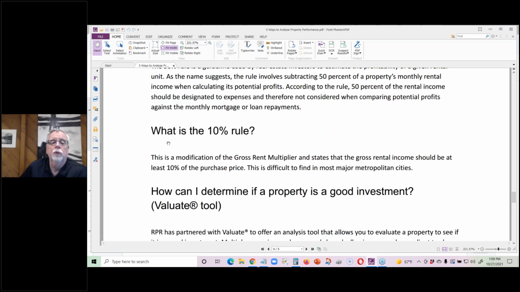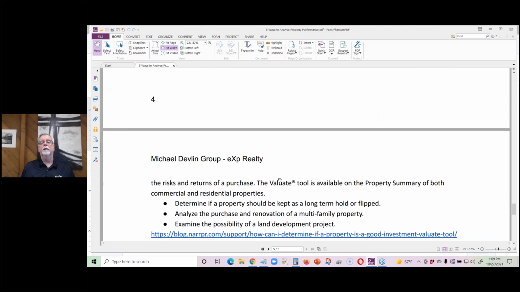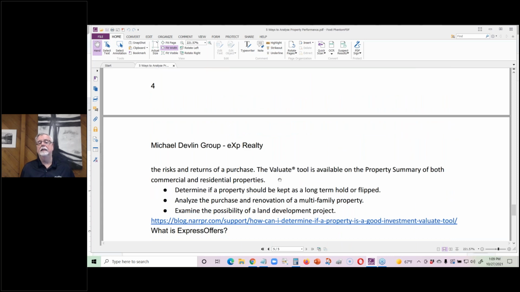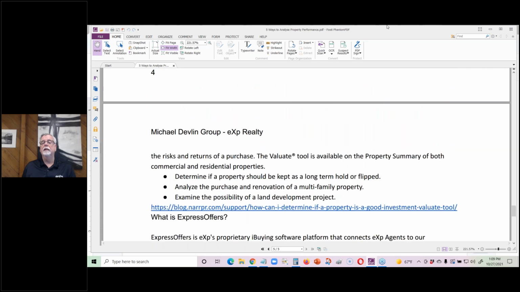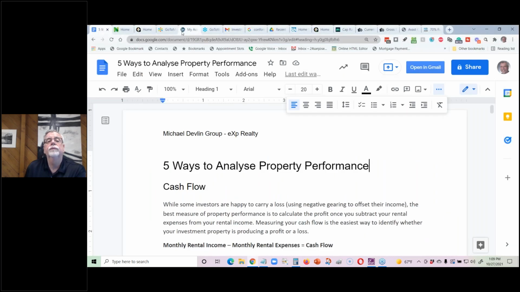The 10% rule is a modification of the gross rent multiplier, where people are saying, well, I want the gross income to be at least 10% of the purchase price. If I'm paying $500,000, I want the gross income to be $50,000, right? Now, what would be better is if we actually analyzed this, and there's software to do it. I have some links to it, and why don't we actually do it?